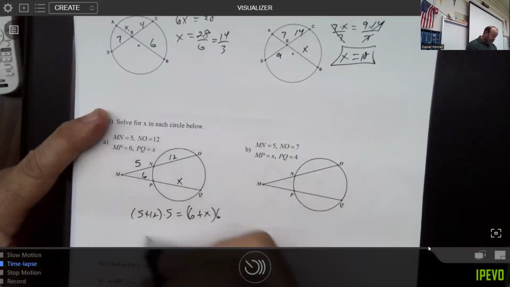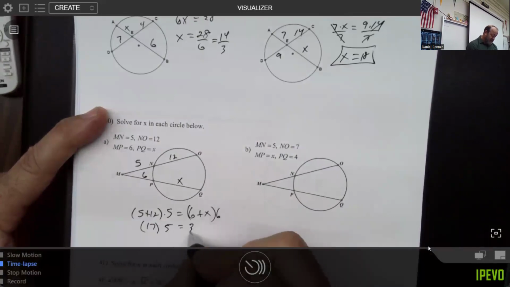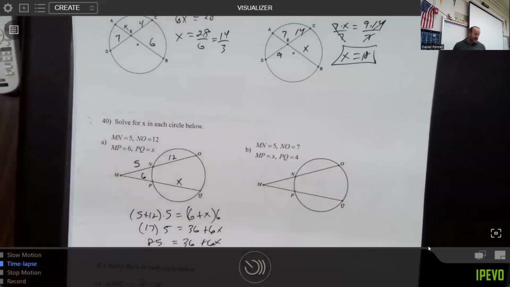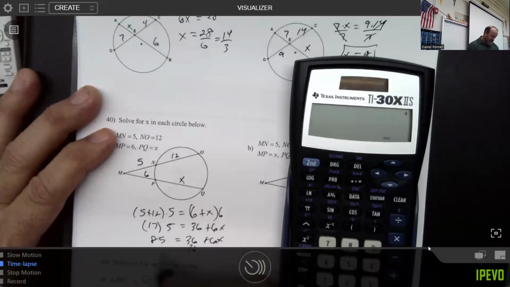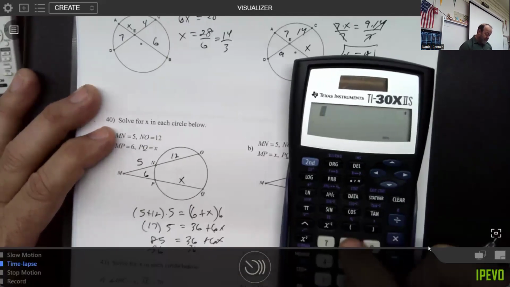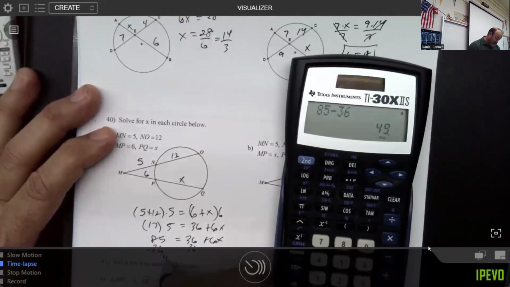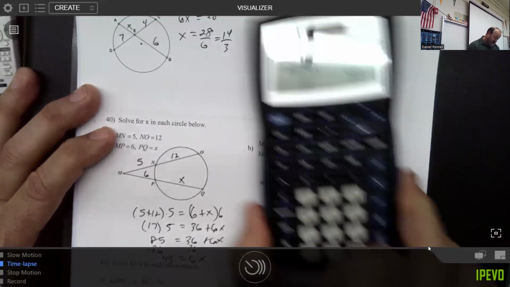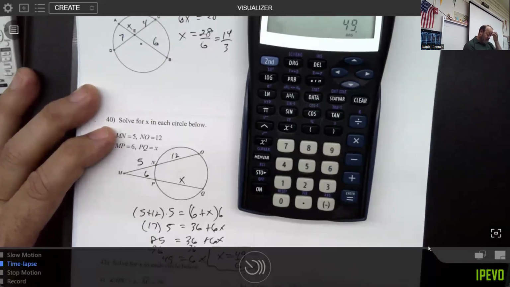Well, I would go ahead and call that 17 times 5, and this would be 36 plus 6x. So let's see, 17 times 5 is 85. So that's looking pretty good. We just have to move some things around. So we'll subtract 36 from both sides. And so 85 minus 36, we're looking at a simple number of 49. So 49 equals 6x. And so I got that x is 49 over 6. And I don't think there's much more that I could do with that.